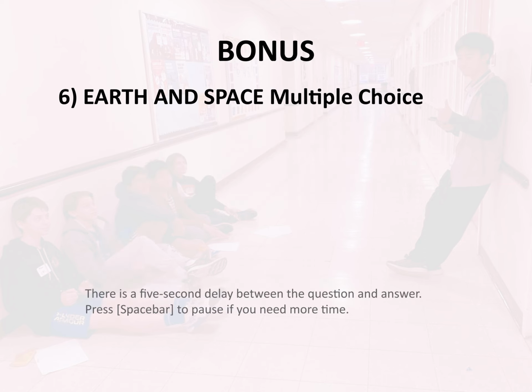Bonus 6. Earth and space. Multiple choice. Which of the following surfaces has the highest albedo? W. Fresh snow cover. X. Metallic roof on a skyscraper. Y. Grass. Z. Asphalt. Answer. W. Fresh snow cover.